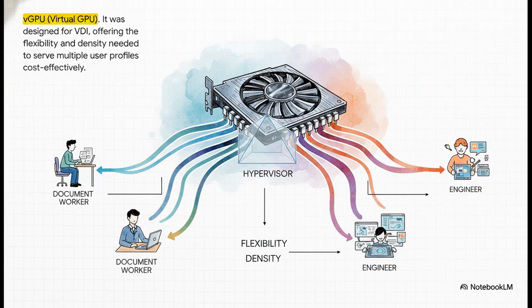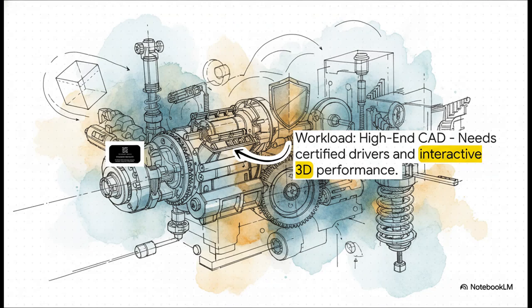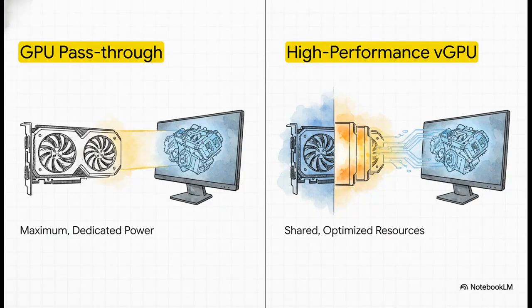It's a perfect match. Now, what about our most demanding users? The folks working with high-end CAD applications. These professionals need it all: certified drivers for absolute stability, access to every pro feature on the GPU, and of course, flawless interactive 3D performance. No compromises. For these power users, you've really got two solid choices. GPU pass-through gives them the ultimate, no-holds-barred, dedicated performance. Or a high-performance vGPU profile can also get the job done, making sure they get those critical certified drivers and a big enough chunk of the GPU to handle complex models without a stutter.